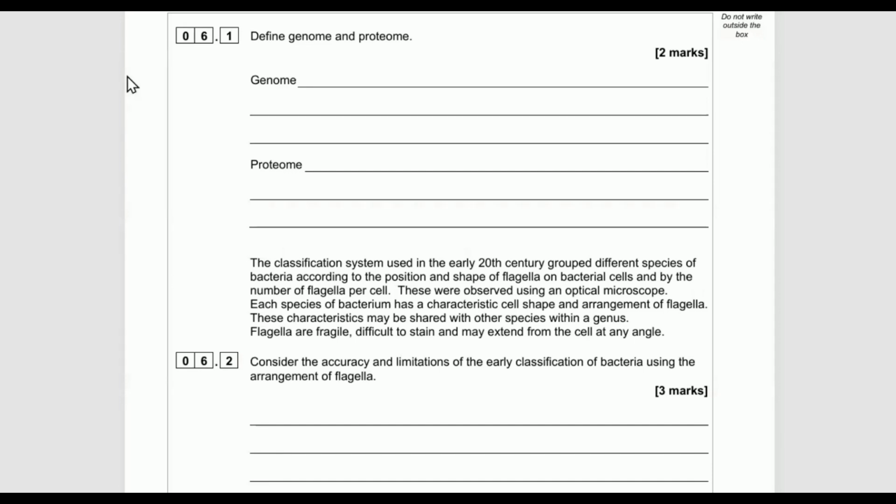Question 6. Define the genome and proteome, worth 2 marks. Pause the video, have a go.